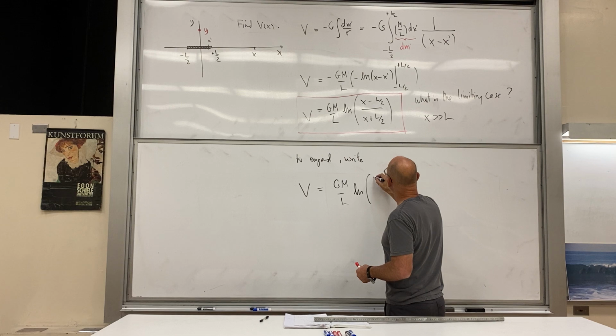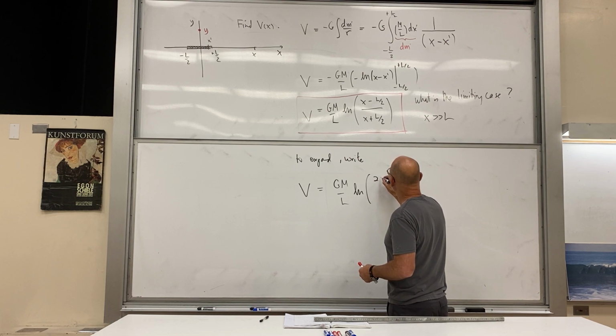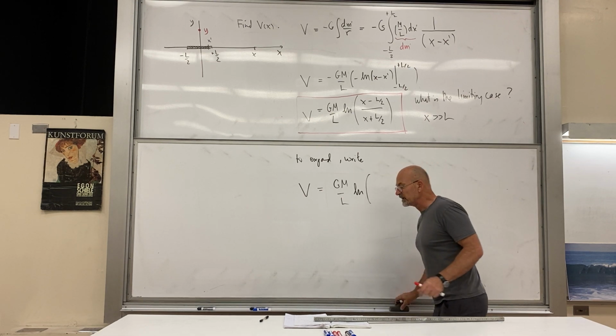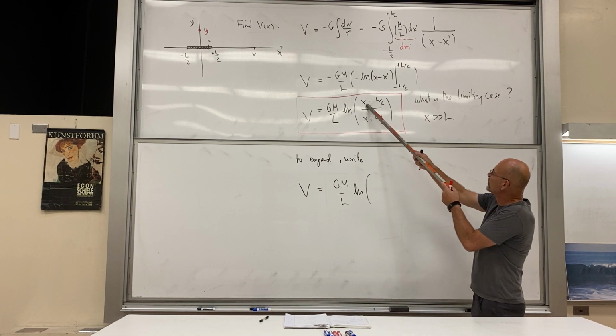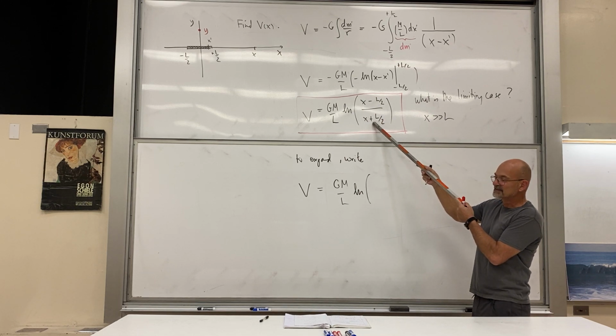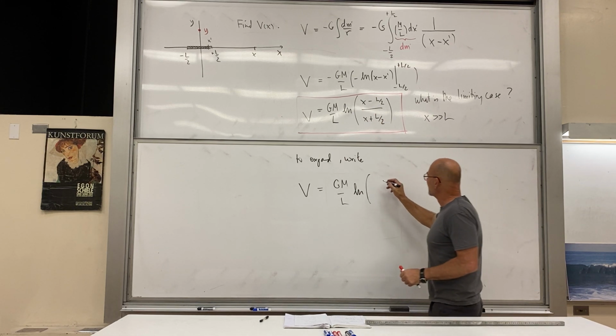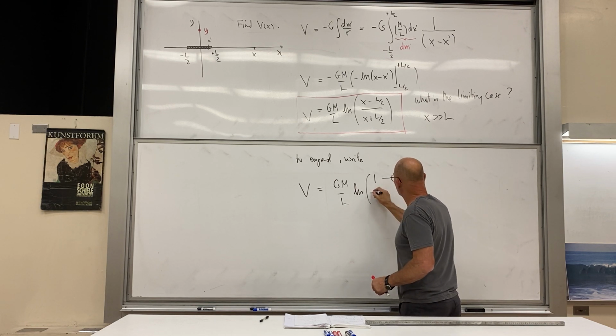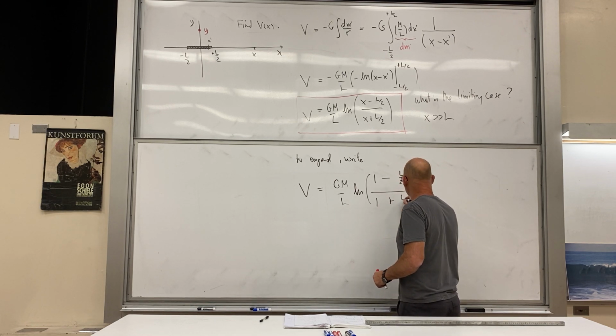Natural log of 2. Here's what we do. I remember, we divide numerator and denominator by x. And then what we get is 1 minus L over 2x divided by 1 plus L over 2x.